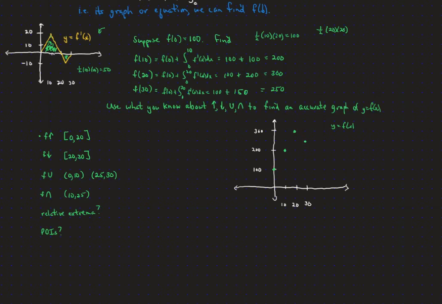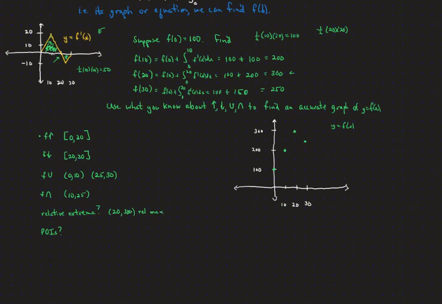So we will have relative extrema, relative mins and relative maxes, when the derivative changes sign, and we can see that it's going to change from positive to negative at x equals 20. And we said that when x is 20, the y value is 300. So 300 is going to be a relative maximum.